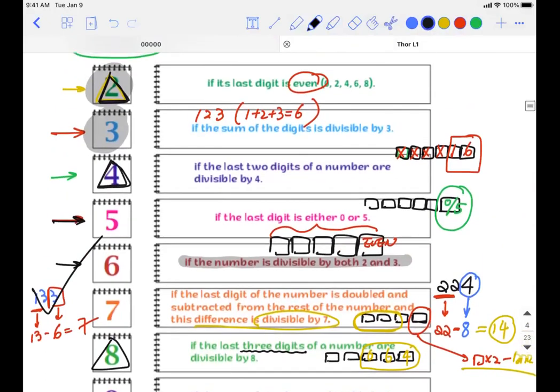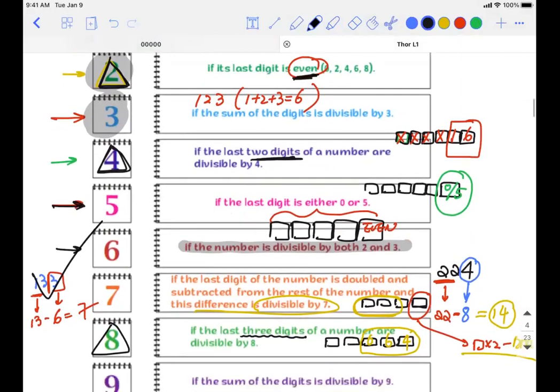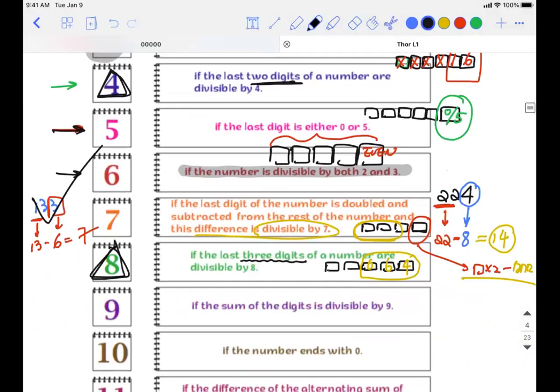For 2, I want to make sure the last digit is even, aka the last digit is divisible by 2. This number will be divisible by 2. For 4, the last 2 digits divisible by 4, so this number will be divisible by 4. For 8, the last 3 digits divisible by 8, so this number would be divisible by 8.